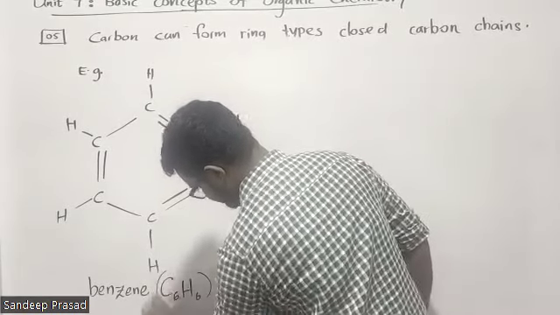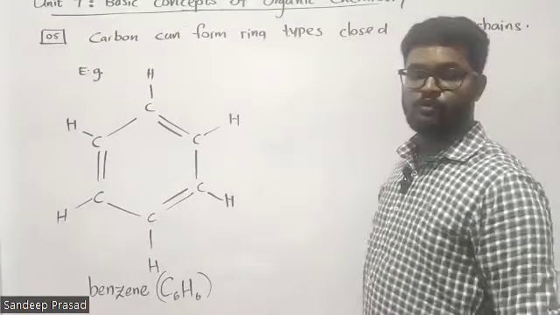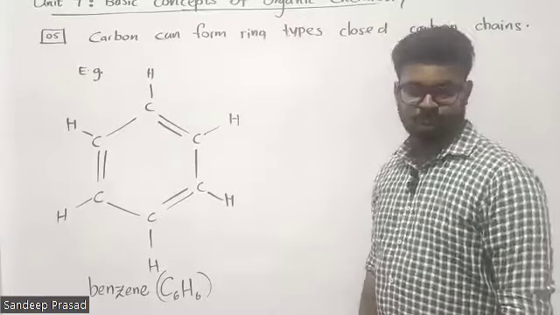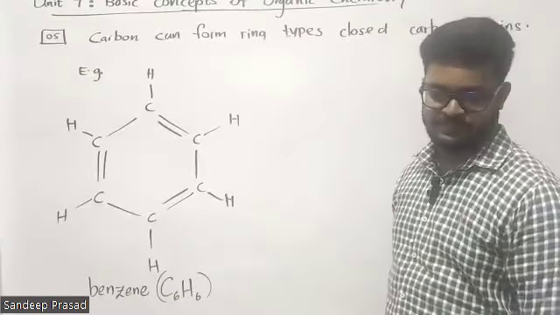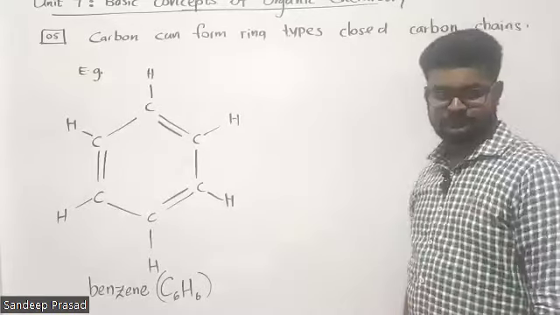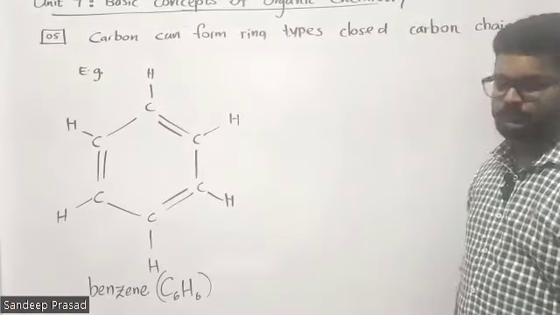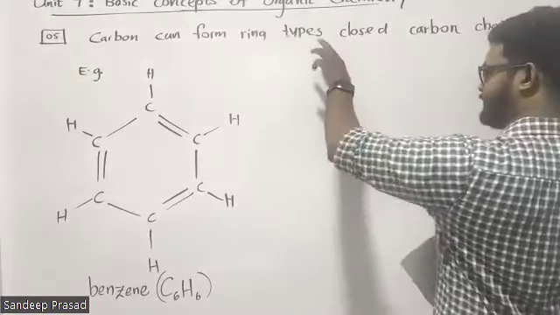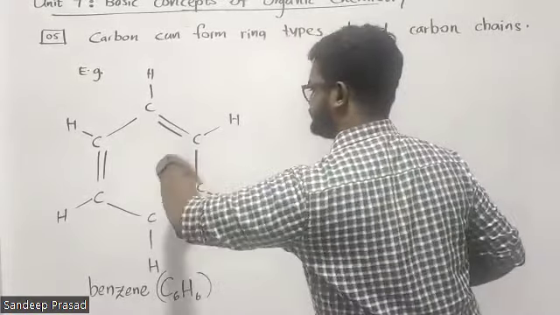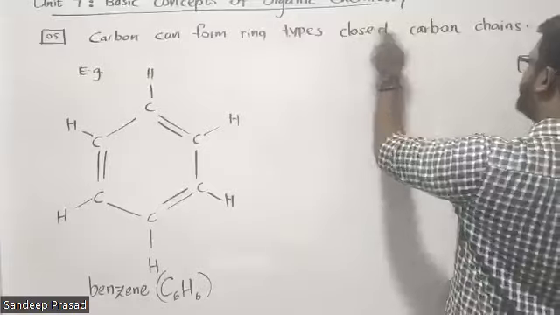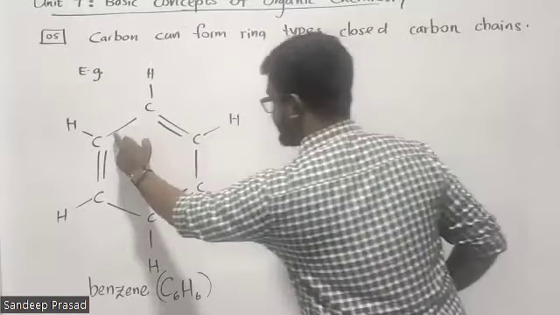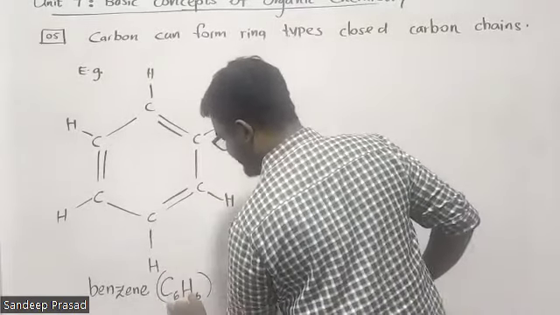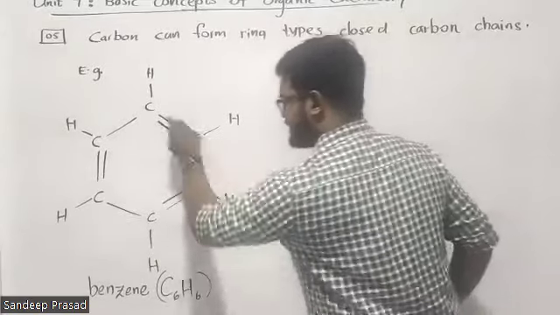C6H6. Empirical formula is just CH. Molecular formula is C6H6. This is benzene. Can you understand? So, as we discussed, the point is ring type. Yeah, this is a ring type, a closed carbon chain. This is a carbon chain which is containing 6 carbon atoms, but it is closed.